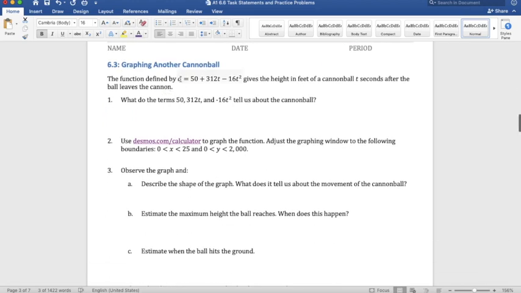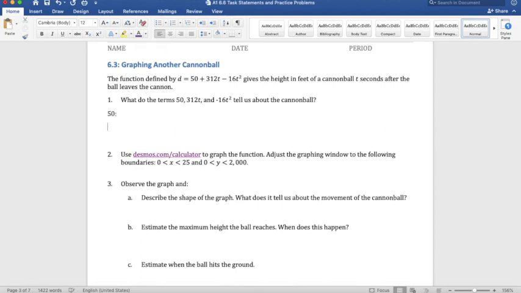Now if I have this equation, a very similar one, the function defined by this gives the height of a cannonball. See, it's still a cannonball. If I was in class, I would change it to not a cannonball. So the height of the ball, t seconds after the ball leaves the cannon. So what do the terms 50, 312 t, and negative 16 t squared tell us about the cannonball? So take a minute, pause it, and try that on your own.